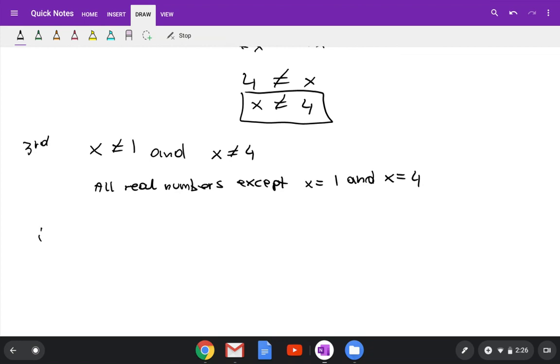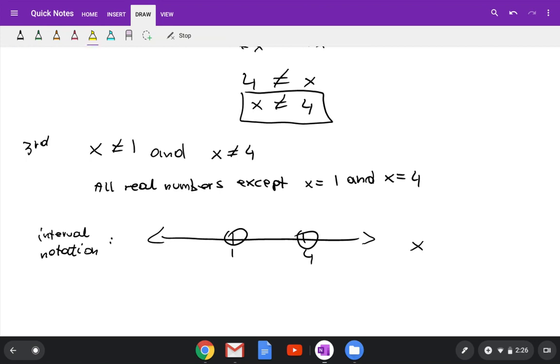Now, let's practice interval notation. So for interval notation, again, I recommend to just draw the x-axis. You can't have 1 and you can't have 4. So the domain is any real number except 1 and 4. So the interval notation will be from negative infinity to 1, union 1 to 4, union 4 to positive infinity.